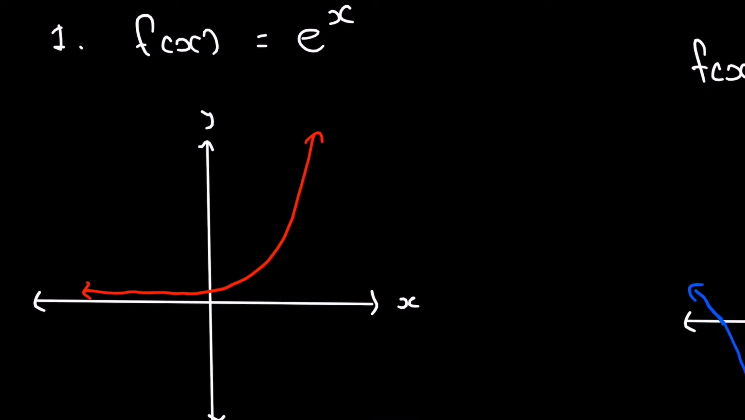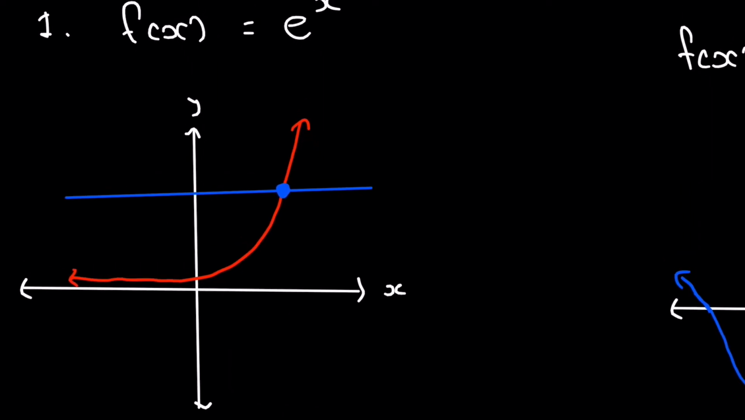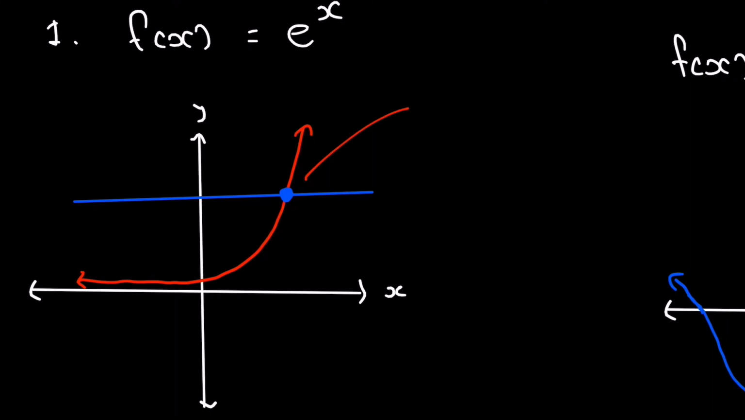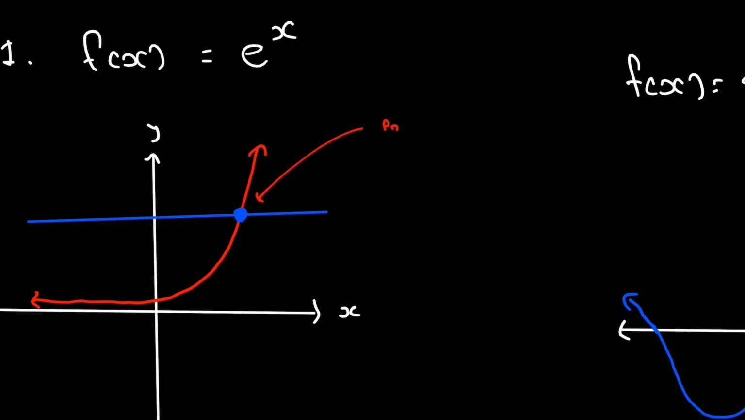Okay. Now let's see. We have f of x is equal to e to the x. We're going to draw a horizontal line across, like that. Well, let's just draw a straight line. And we have one point of intersection, right? This is where the line intersects with the graph, the function. Okay. Let me just write that down. Point of intersection.